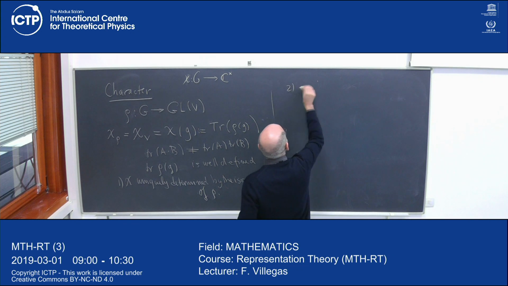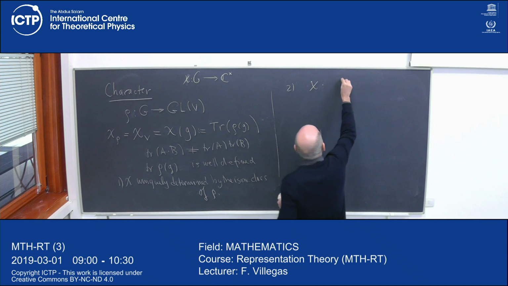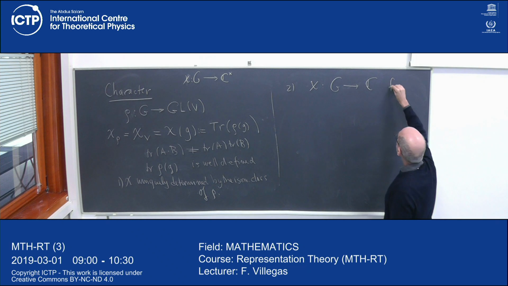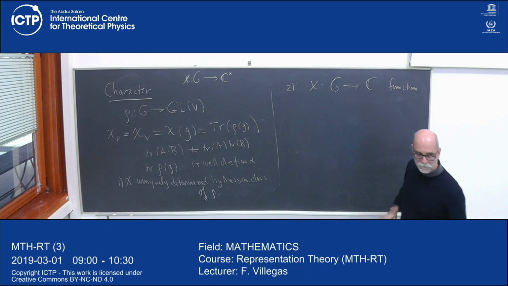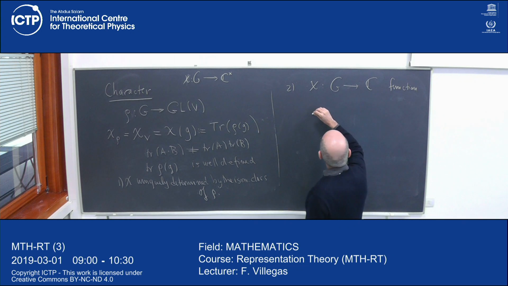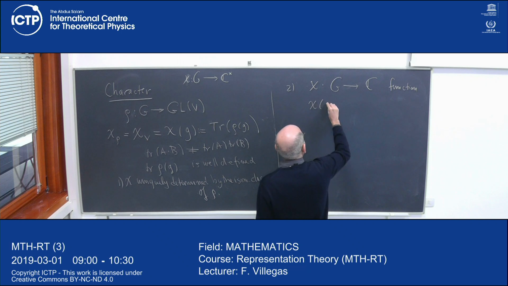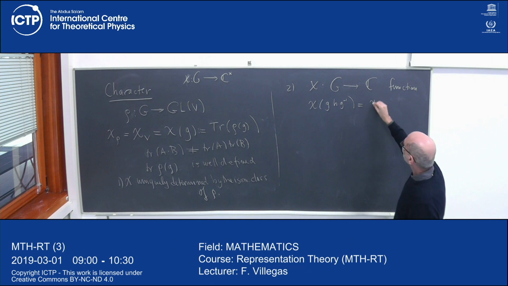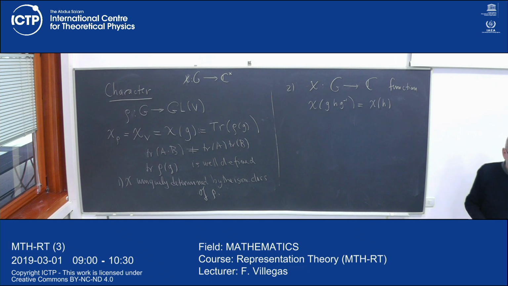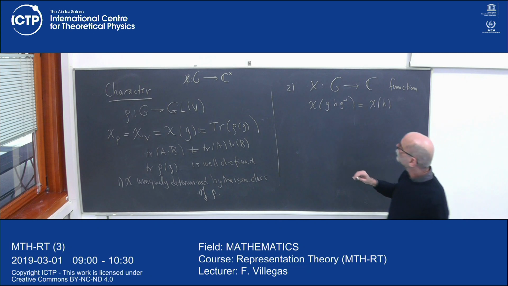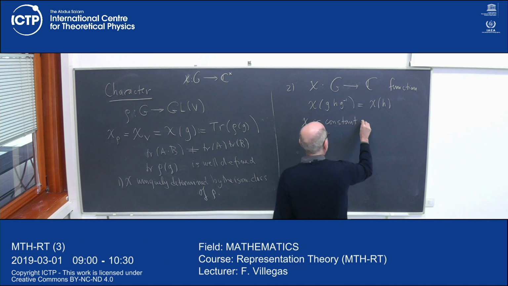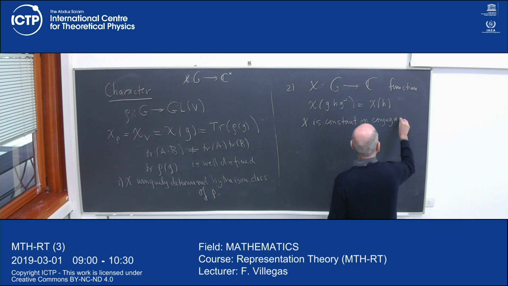The other observation in the same vein is that chi is simply a function from G to C. There is a priori no algebraic property of it. But we can say the following: chi of the conjugate of h is the same as chi of h, because the trace of a conjugation is preserved. So a way to say this is that chi is constant on conjugacy classes of G.